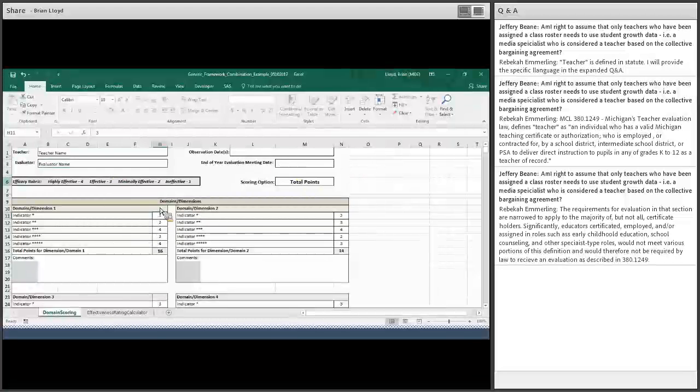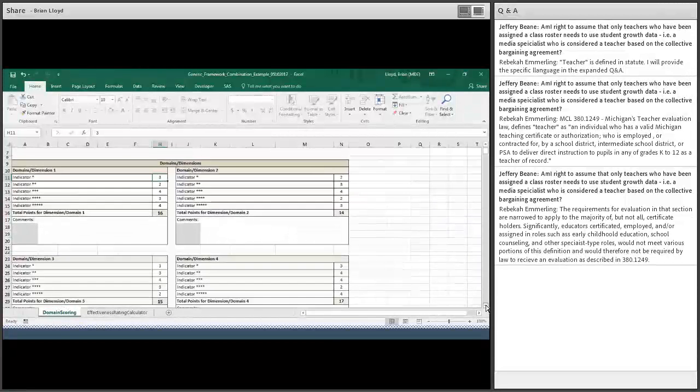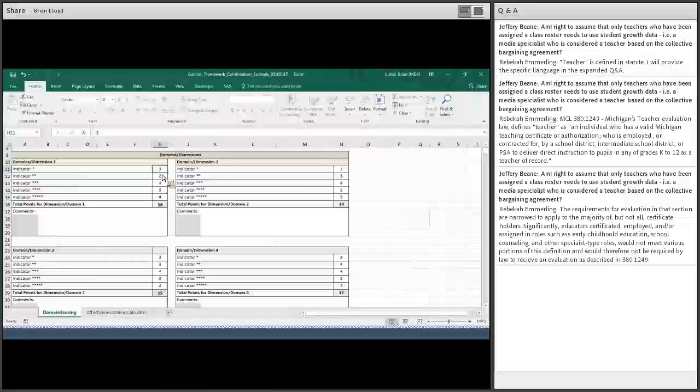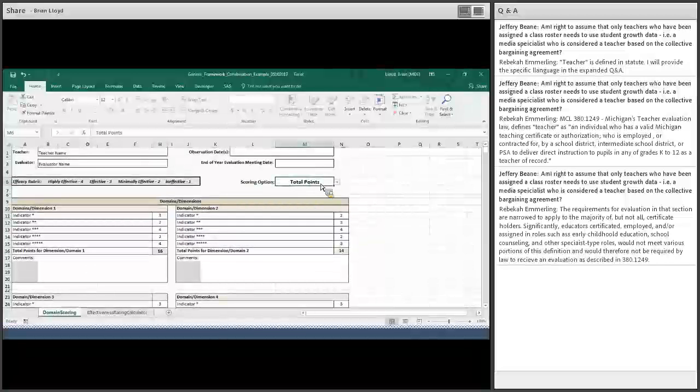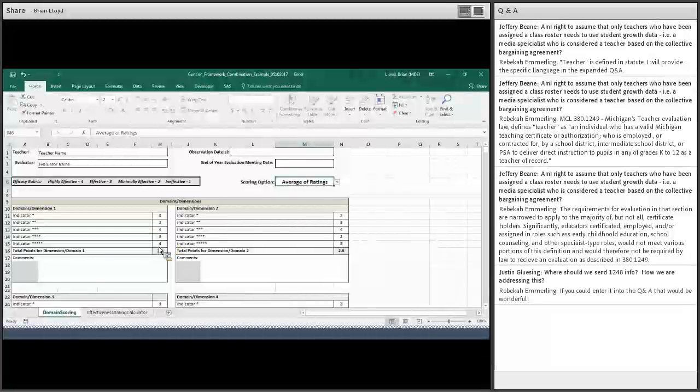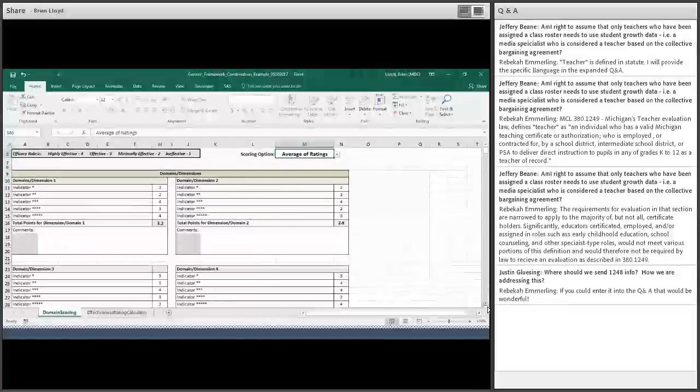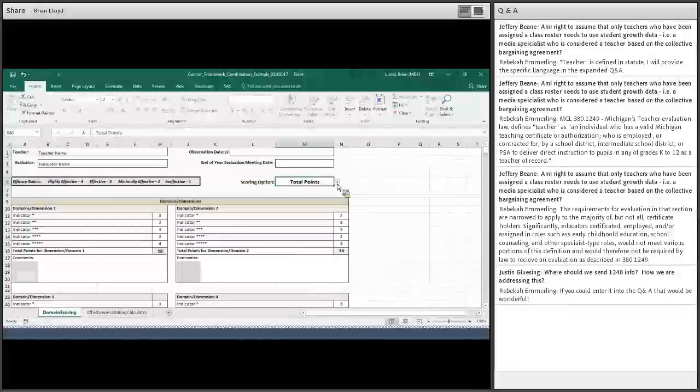score the indicators using the efficacy rubric 4, 3, 2, 1, depending on the indicator, entering a 1 through 4 score for each indicator. The educator could choose from differing scoring options. In this fictitious framework, we choose from either total points, which would total up the number of the points from each indicator, or an average of ratings, which would average the 1 through 4 scores for each indicator and provide an average for each dimension/domain. The default would be the sum of the total points for each indicator's domain.